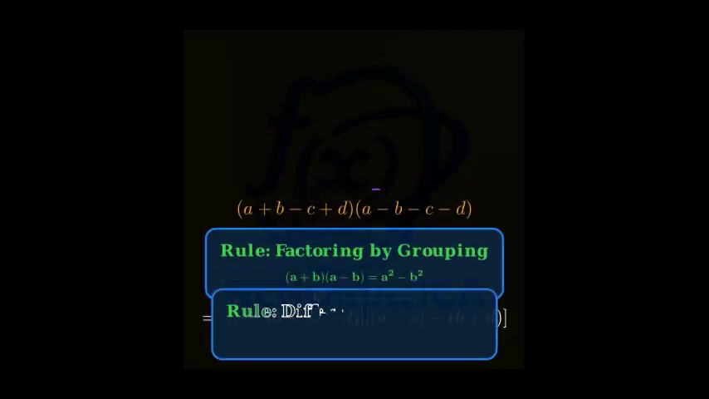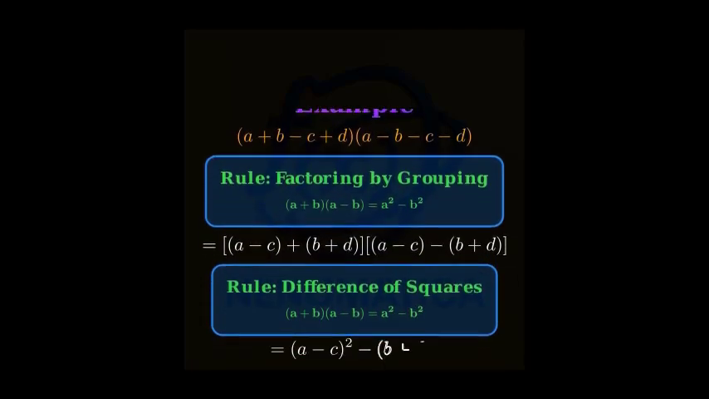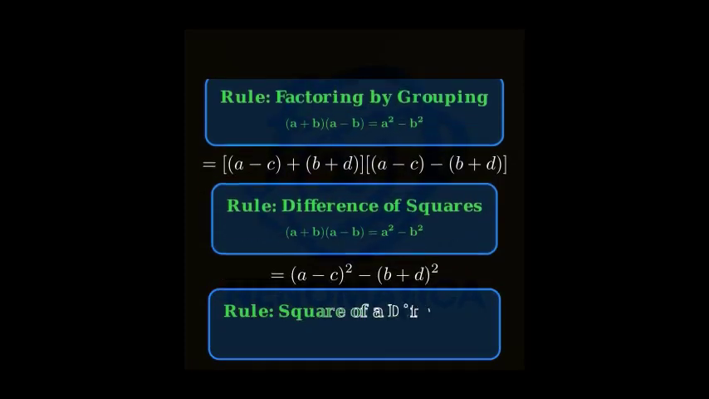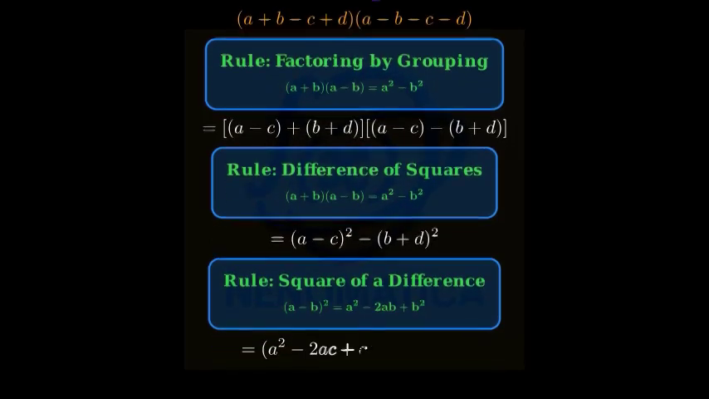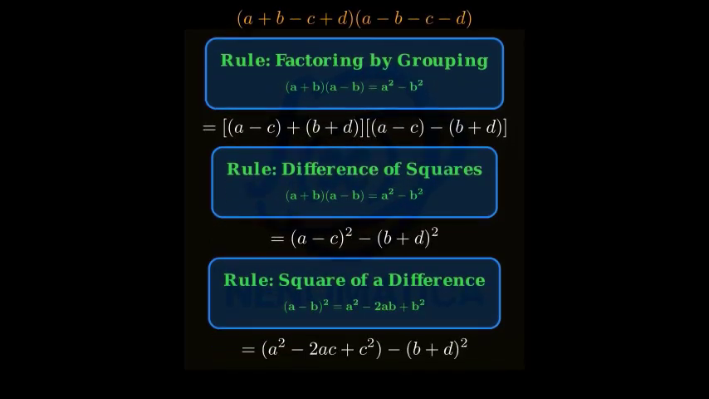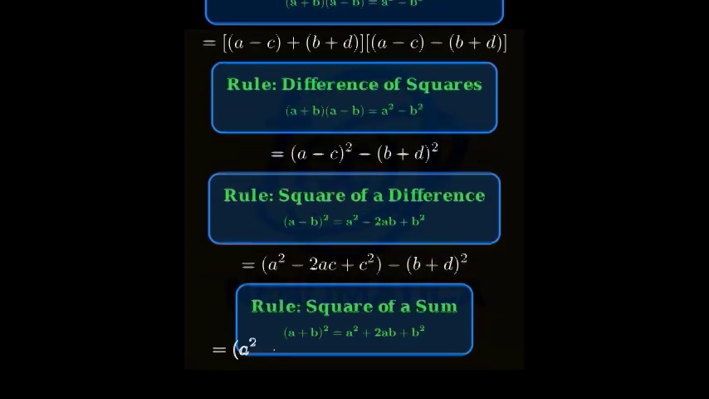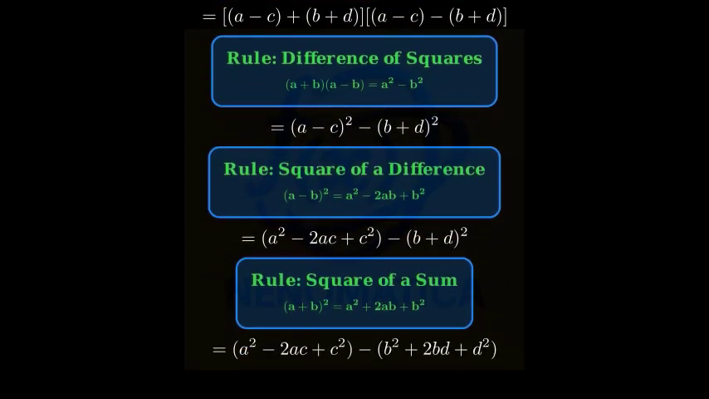Now we can apply the difference of squares formula, which says that a plus b times a minus b equals a squared minus b squared. Now, let's expand both of these squared terms. For the first term, we'll use the formula for the square of a difference. a minus c squared equals a squared minus 2ac plus c squared. For the second term, we'll use the formula for the square of a sum. b plus d squared equals b squared plus 2bd plus d squared.